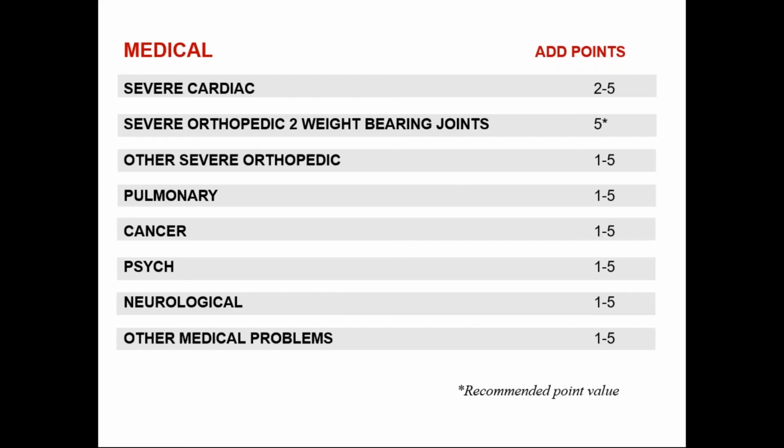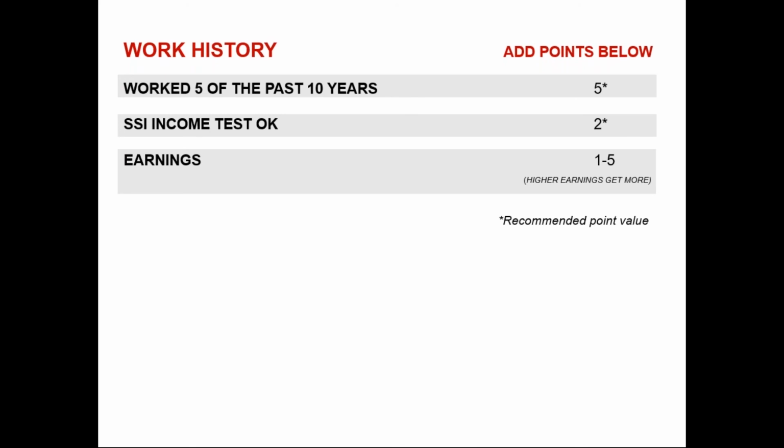If they have a severe cardiac problem, it can be between 2 and 5 points. Same with orthopedics, pulmonary. You set your own criteria on this. If they're a Title II, and for sure they've worked 5 of the past 10 years, that's 5 points. If it's SSI, but you know that their income is below the level they need to get it, 2 points. Based on their earnings, 1 to 5 points. The person who was earning $100,000 a year and is applying for disability is a much more believable candidate than the person whose best earnings were $6,000 a year.